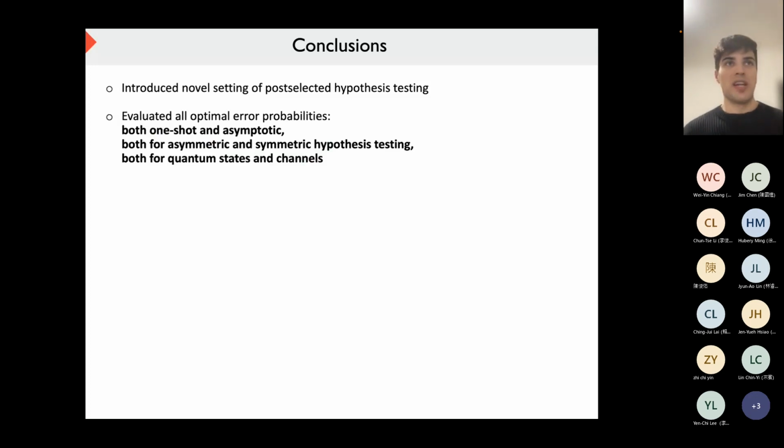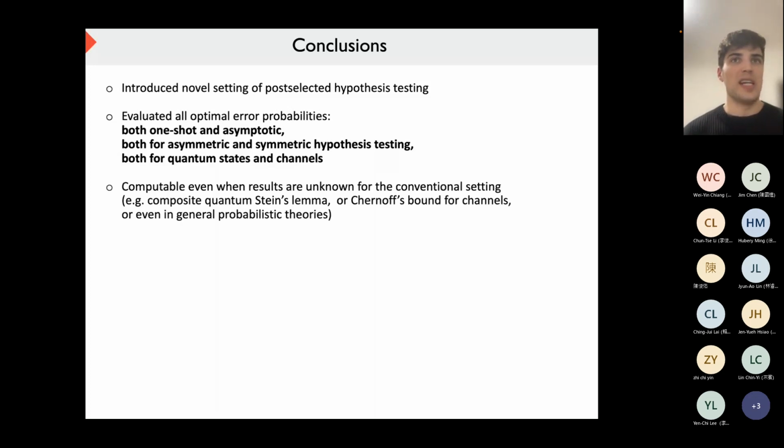Okay, so in this setting, we evaluated all possible optimal error probabilities. What I mean by this is that we evaluated both one-shot and asymptotic probabilities, both for the asymmetric and symmetric setting, and both for quantum states and quantum channels. So essentially, every combination you can imagine, we computed it. And importantly, we managed to compute them even when in the conventional setting, nothing is known about these results. For example, the composite, generalized quantum Stein's lemma is not known. What is the exponent for the conventional setting? But we can compute it exactly here. And also the Chernoff bound for channels and a strong converse result for channels, we get very easily in our framework.